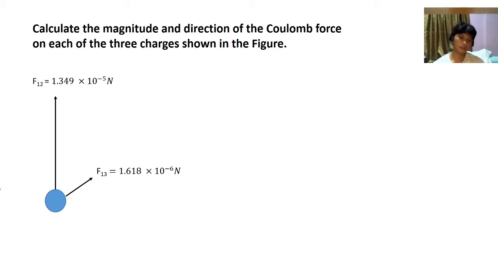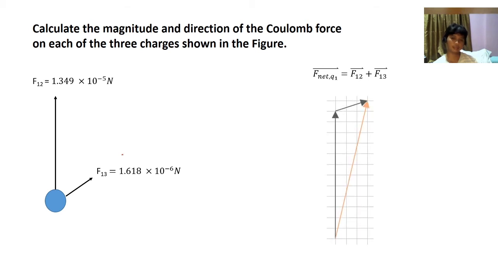So now we know the magnitudes and the directions of both F12 and F13. We know that the magnitude of F12 is 1.349 times 10 to the negative 5 newtons. We know that the magnitude of F13 is 1.618 times 10 to the negative 6 newtons. We are now ready to add these forces vectorially. And graphically, what does it mean to be adding two vectors? This is what it means to be adding two vectors.